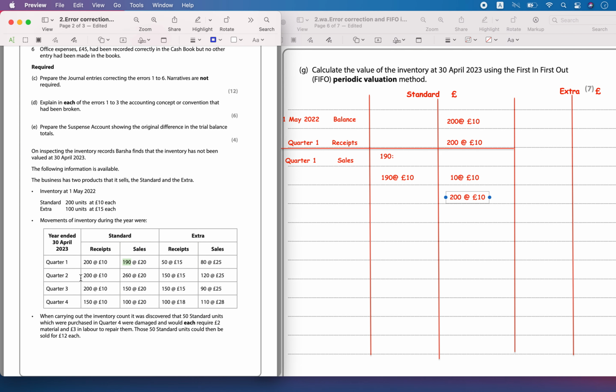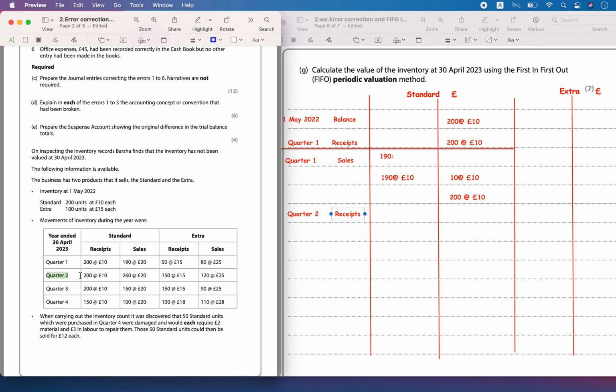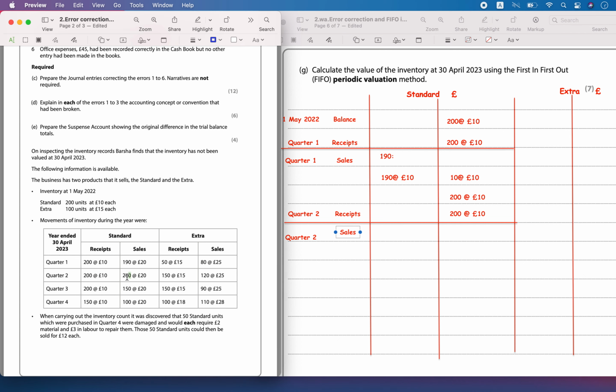Next is the receipt in quarter 2. Some more was purchased, 200 at 10 pounds. So let's write that inventory. Imagine the inventory is stacked one below the other, so whichever is on the top, you are going to issue first. Now for quarter 2, sales were 260 units, which have to be sold.